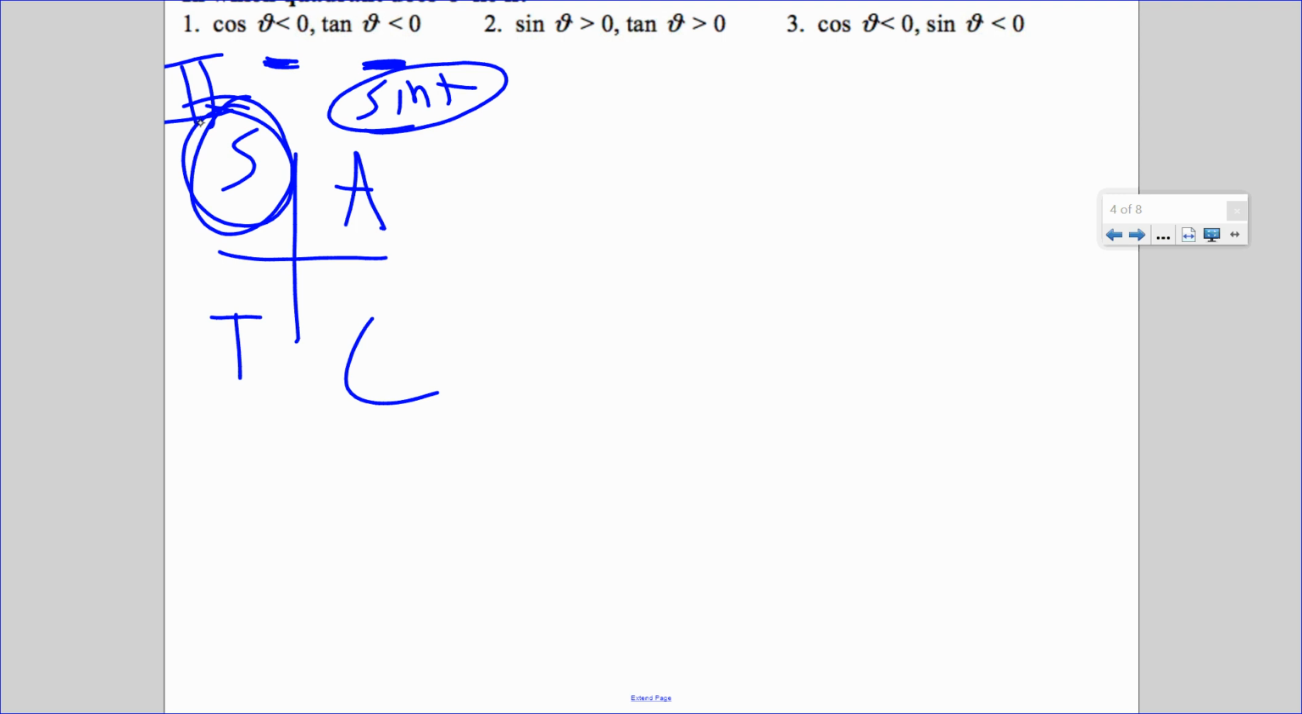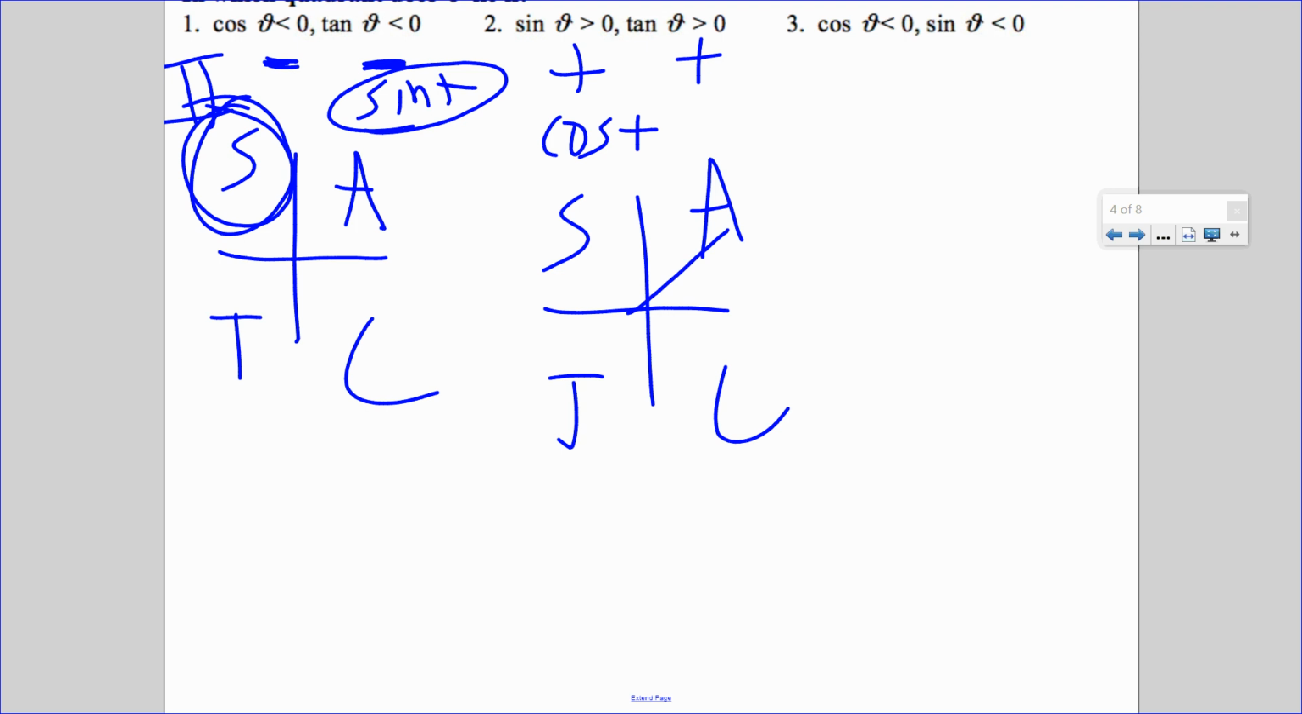Number 2, sine is greater than 0, that means positive. Tan is greater than 0, that means positive. I can't have 2 of them positive. I can have 1 or I can have all 3. Therefore, cosine must be positive. They're all positive. So that means it must be in quadrant 1.